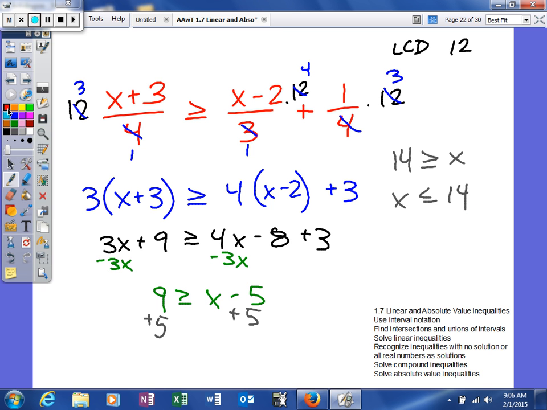Interval notation wise, my answer will look like negative infinity, comma 14, bracket around the 14 because it's included, always parentheses around the infinity.